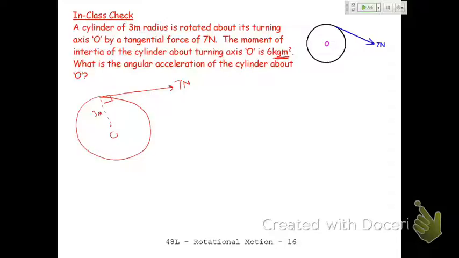That's nice. So my torque is equal to R cross F, which equals R times F times the sine of the angle between. So torque is equal to 3 times, oh, I'm sorry.